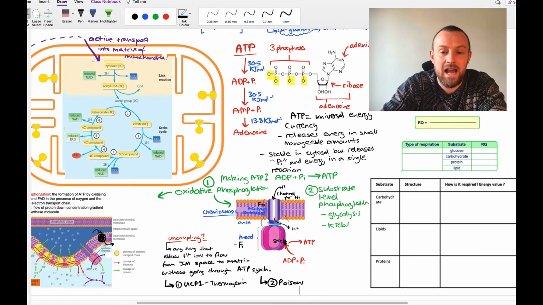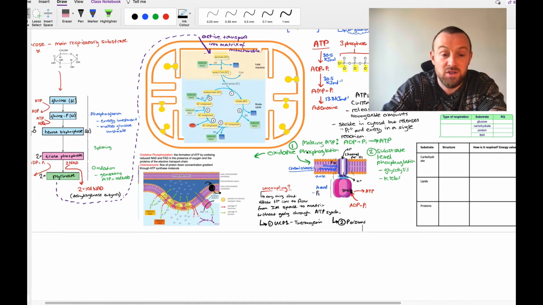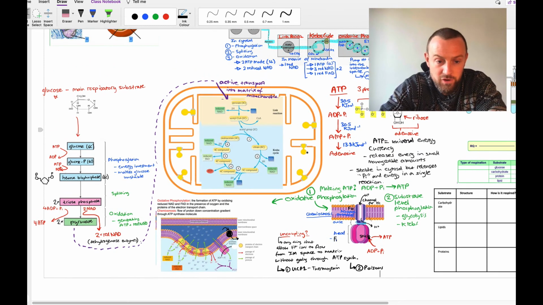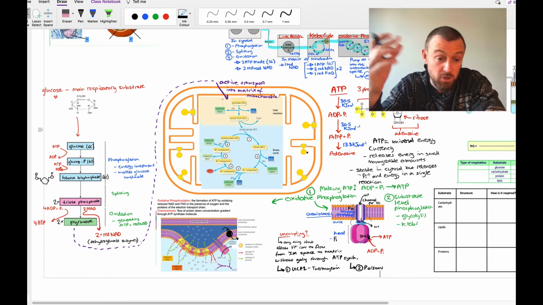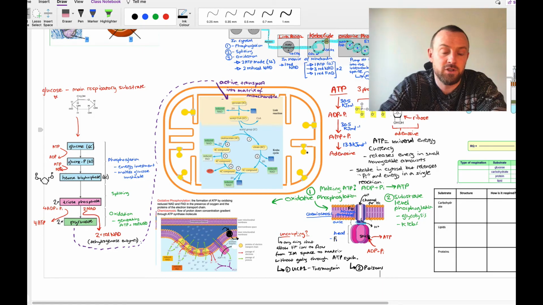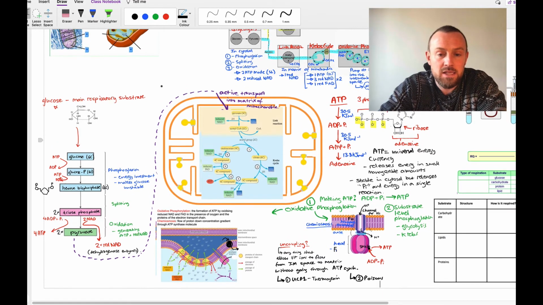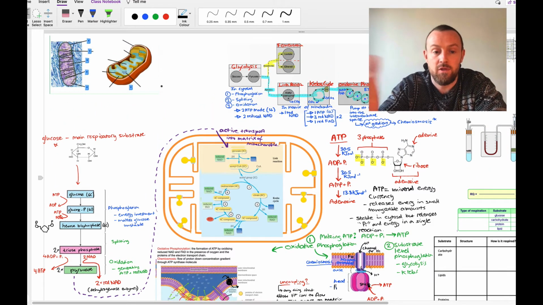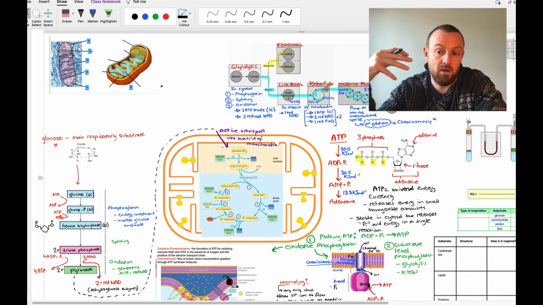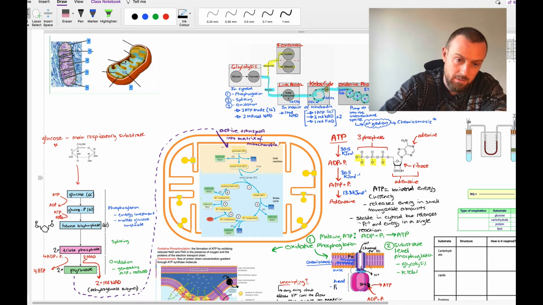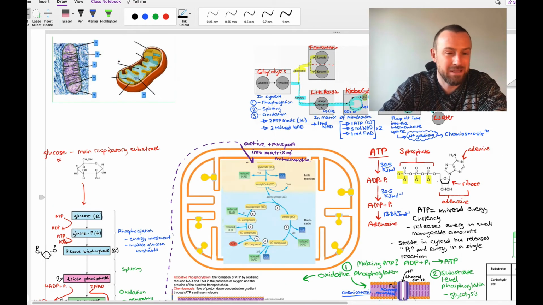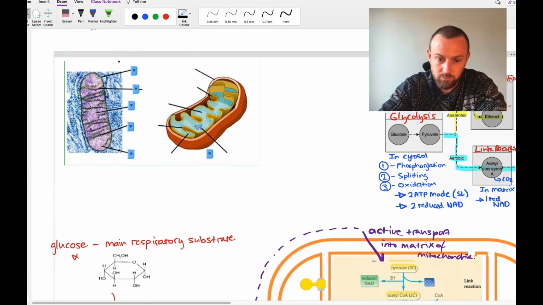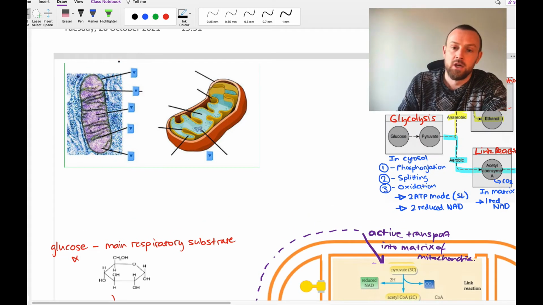Okay, so we've looked at a lot of stuff about the mitochondria, about the processes that occur in the mitochondria, and also the processes that occur in the cytosol around the mitochondria, such as glycolysis. But now let's look at how the structure of the mitochondria is adapted to allow these processes to happen efficiently. Okay, so we're going to look at this diagram up here.